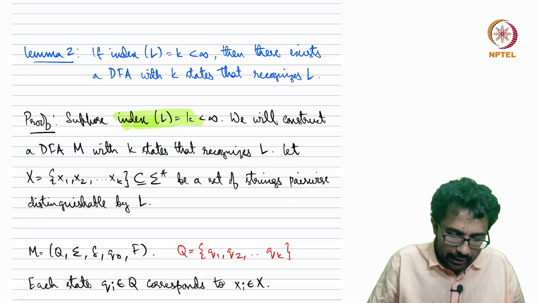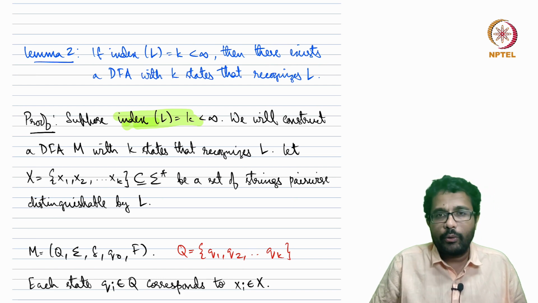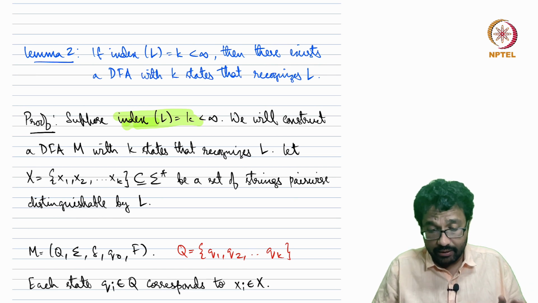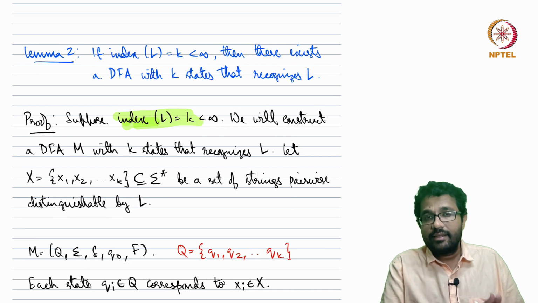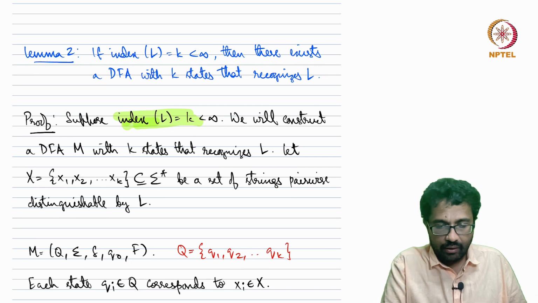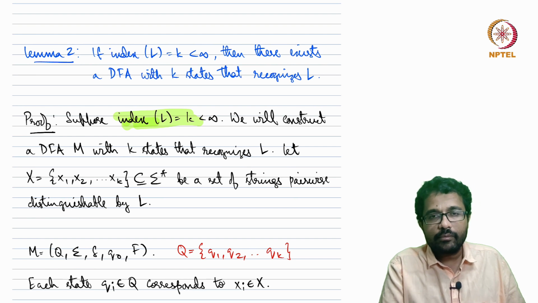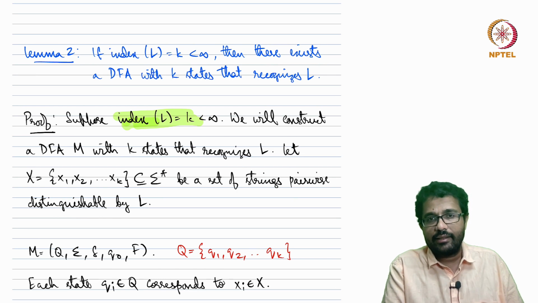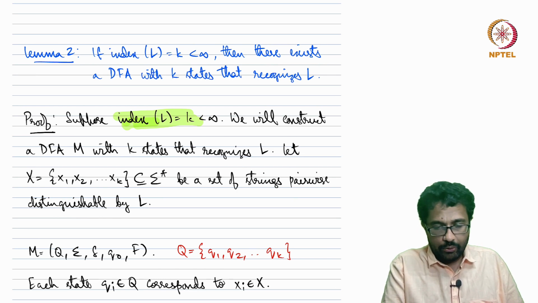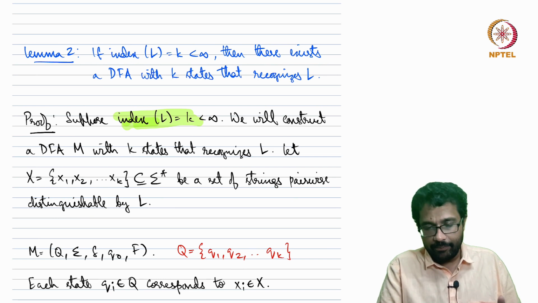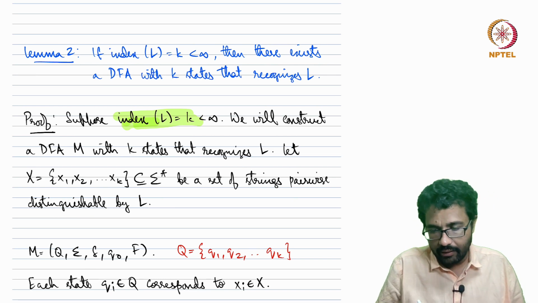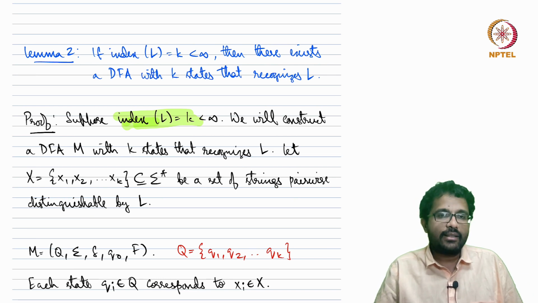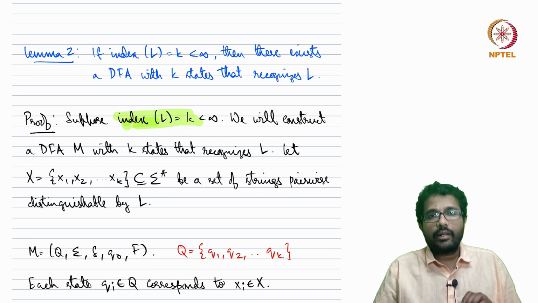So let capital X be equal to x1, x2 up to xk, be a set of pairwise distinguishable strings. So this is the largest set of pairwise distinguishable strings. That is the definition of index. Index is the size of the largest pairwise distinguishable set by L. So index is K, so we can make a set of size K, which is x1, x2 up to xk. Now we will use this set X to construct the DFA.